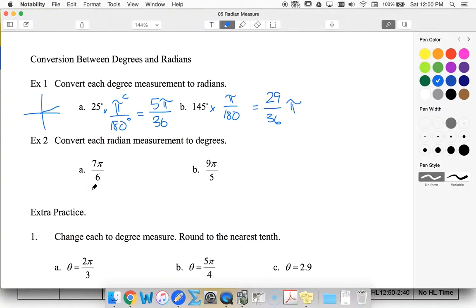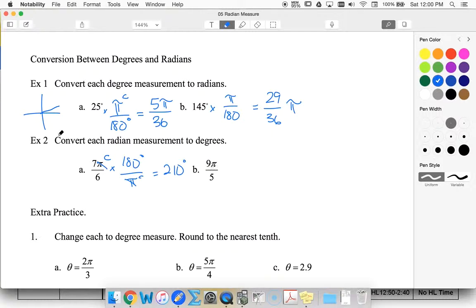Going the other way, now these units here are radians, so I'm going to multiply by 180 degrees divided by pi radians. So now my unit of radians is going to cancel. My pi's are going to cancel. I can simplify. That's going to make 30. So I'm going to end up with 210 degrees. This is greater than 1/2, and I know 210 is about down here. So that makes sense.